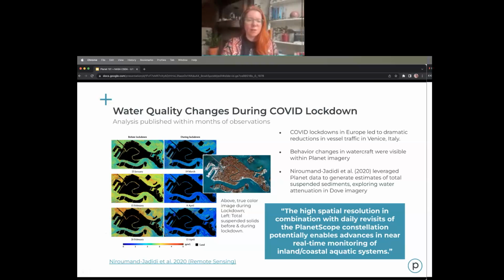The column on the left here is the total suspended sediment concentrations before the lockdowns versus during the lockdowns. And if you just look at the imagery itself, you can start to see some of the structure of the terrain beneath the water, because of the density of the boat traffic, and hence the amount of sediment being kicked up by the boats, but also just the turbidity of the water from not having the boats drive through it. It's quite striking before and during the lockdowns.